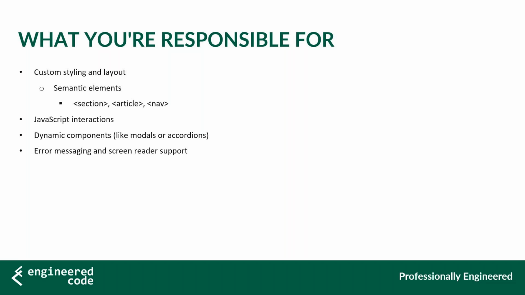Second is JavaScript interactions. As soon as we start to show and hide content, open dialogs, or create accordions, we need to manage the focus, roles, and those ARIA attributes. A button that opens a custom modal needs ARIA has pop-up. The modal needs role dialog, and it needs an ARIA labeled by. And focus should shift into the modal, then back when it closes.